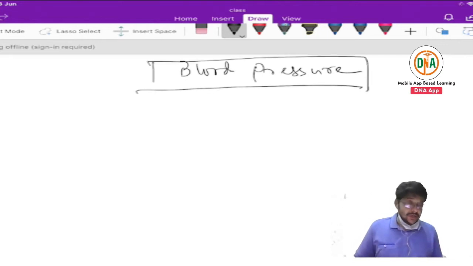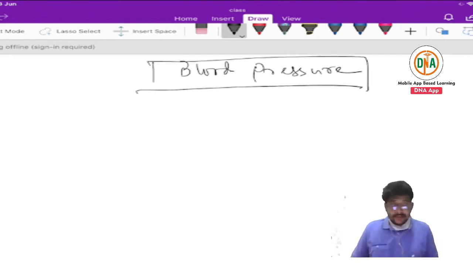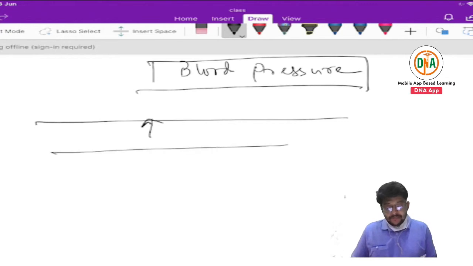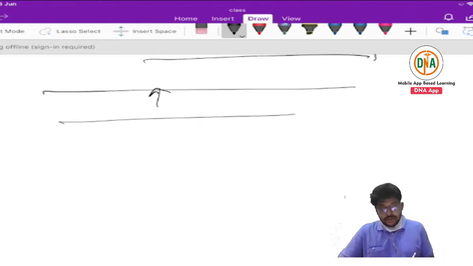So blood pressure. What is blood pressure? Blood pressure is the perpendicular pressure on the vessel. And the instrument by which we measure blood pressure is the sphygmomanometer.